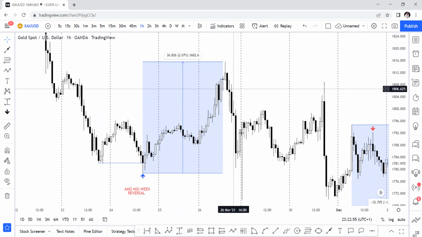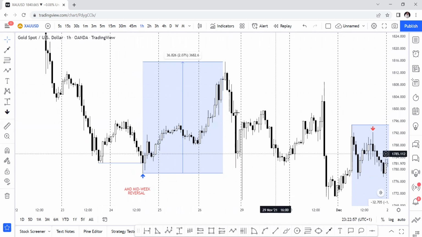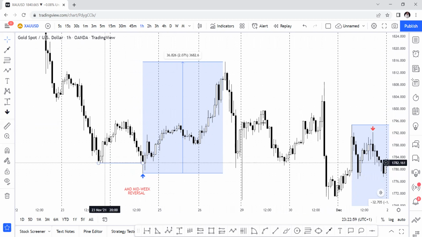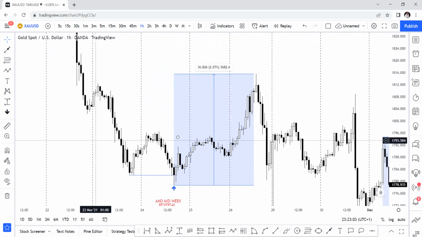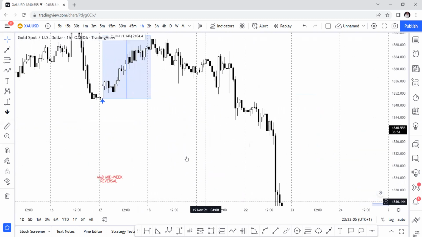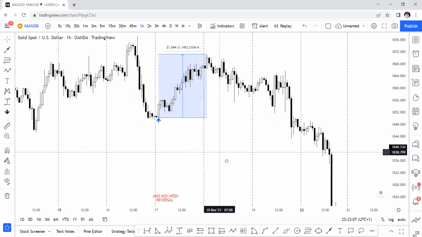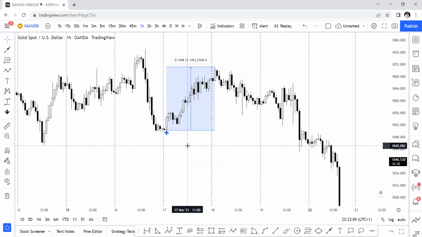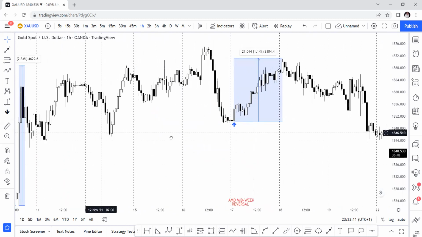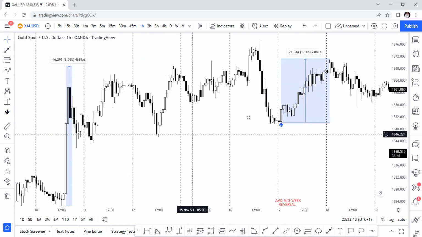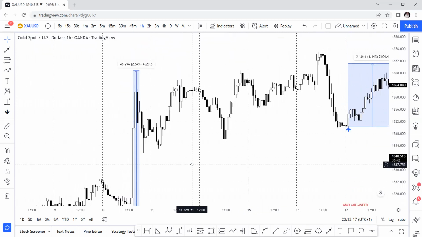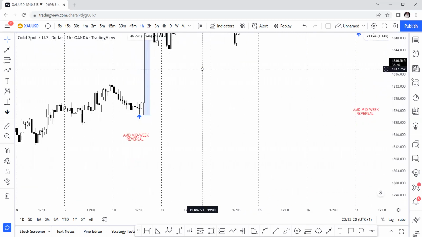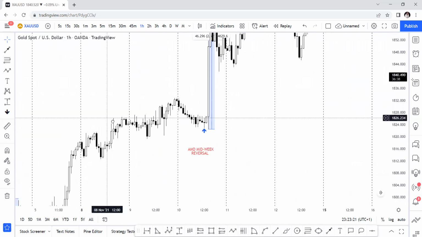Rally base rally, a price move. Rally base rally, drop base drop, price move to the opposite. Drop base drop, price move higher. So that's for this. This is on the 17th of November, that's 210 pips. This is on the 10th of November, almost about 463 pips. Just one day alone, one day.